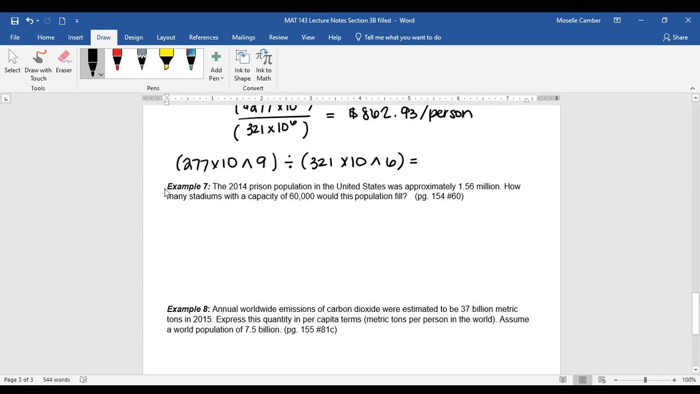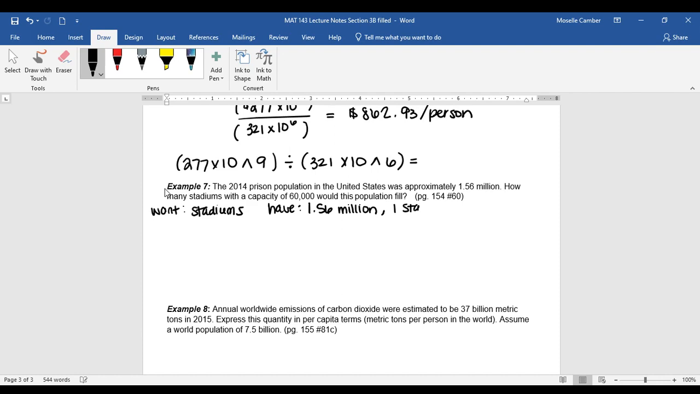So what we want here is the number of stadiums. This is how many stadiums would this population fill? So what do we have? Well, we have the 2014 population of 1.56 billion, or million, sorry. And then we have the stadium has a capacity of 60,000.